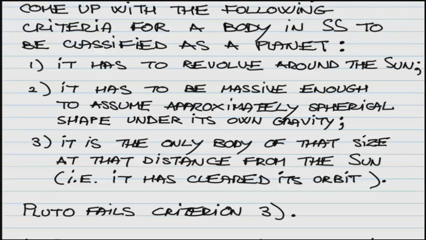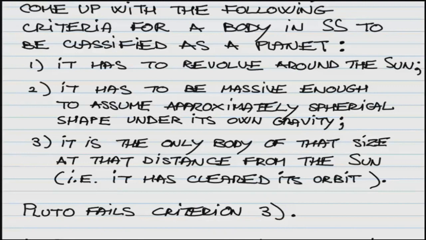And the third one, which actually did it to Pluto, is that it has to be the only body of that size at that particular distance from the sun. In other words, it has cleared its orbit. There is nothing else there roughly at that distance from the sun because presumably that object scooped all the other material that was there originally.